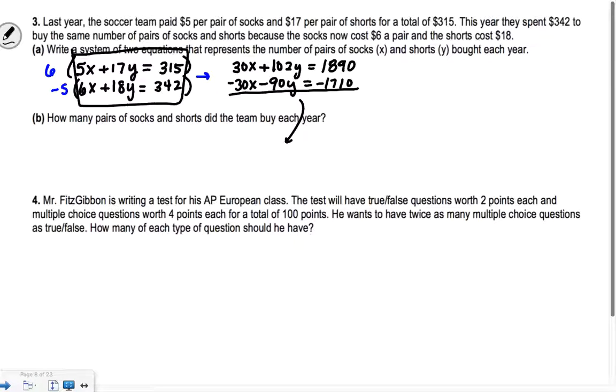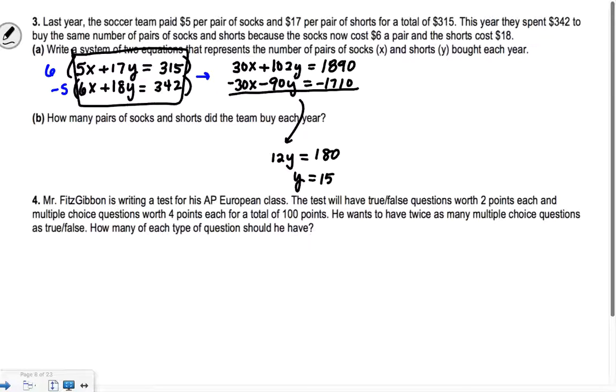So we get 12y equals, add straight down, so subtract. So what do we get? 180. So y equals 15, I believe, right? Did we get that? All right, so y is 15.